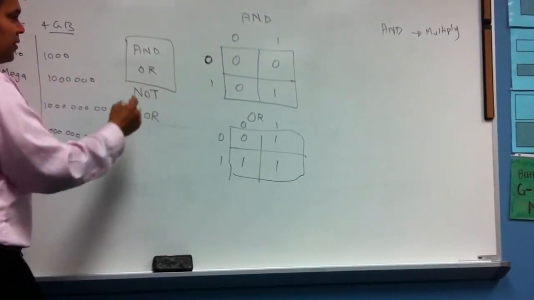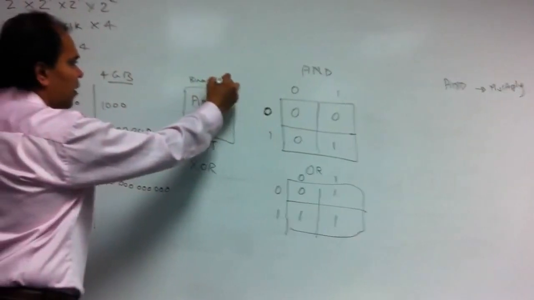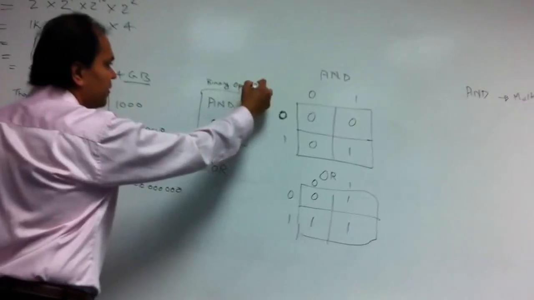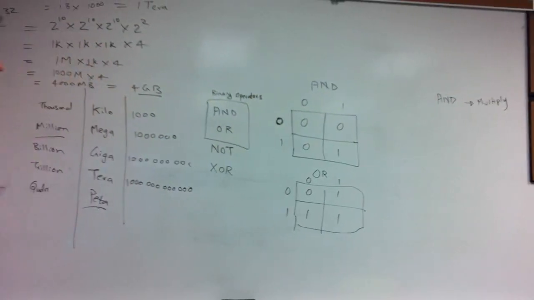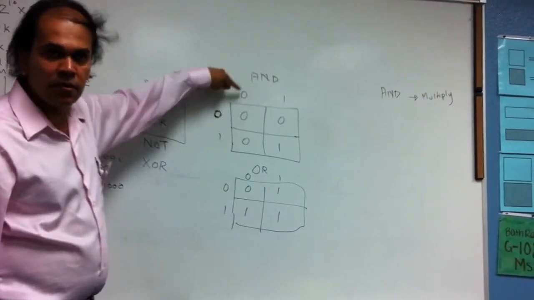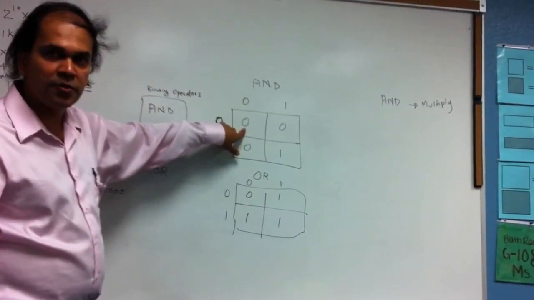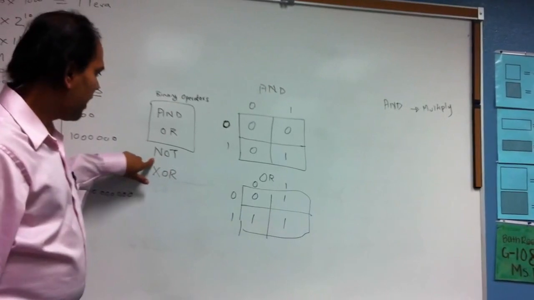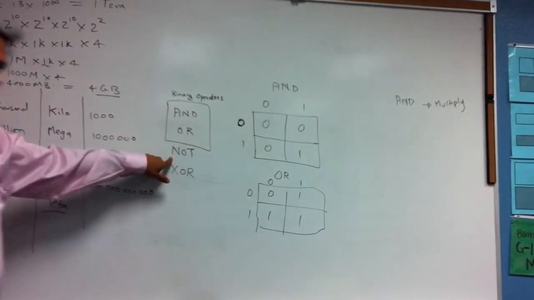And these two are called the binary operators. Why binary operators? Because there are always two inputs to get an output. And the NOT is actually a unary operator.